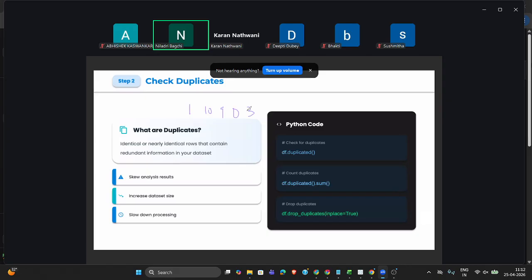Handle the missing data. Does it give you the duplicates? Let's say I give you 3, 3, 1. If this is the data, does Excel give you the duplicacy? Yes, sir. Excel will give.